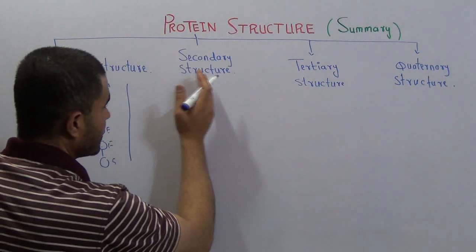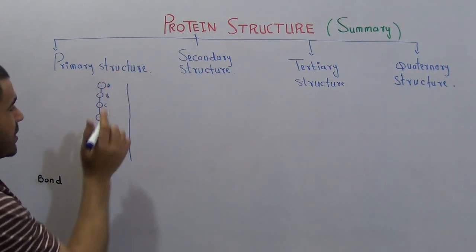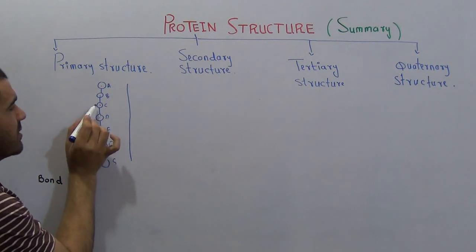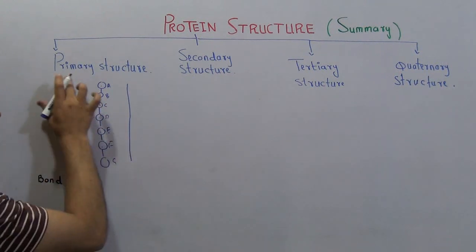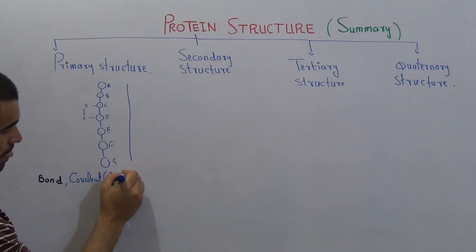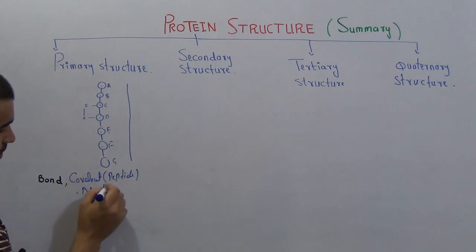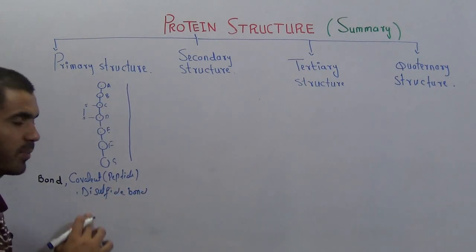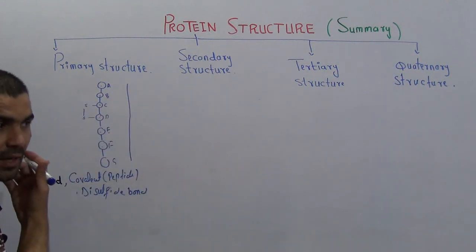Okay. Now shifting to the secondary structure. Before we come to it, in primary structure you can see that there is only a covalent bond between one amino acid and another amino acid. That is a covalent bond, a peptide bond, and sometimes you can see a disulfide bond. So the bonds in primary structure are the covalent bond, meaning peptide bond, and the disulfide bond. So this is a simple structure. When you go forward, the bonds will increase. I will tell you how.